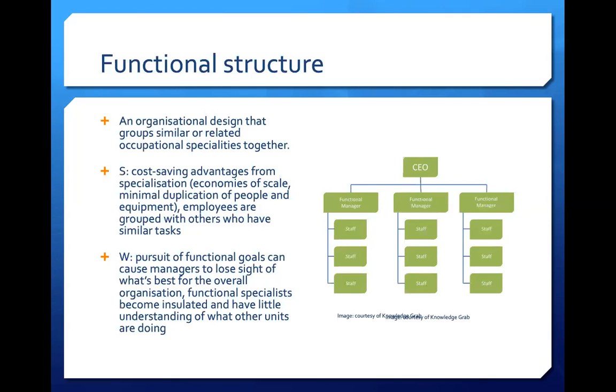The problem is that pursuit of functional goals may cause the manager to lose sight of what's best for the overall organization. That is related to the siloness of the organization, where each function may only have its own interests in achieving its own department's goal. You may recall that in the theoretical framework discussion, we discussed the balanced scorecard, where Norton and Kaplan suggest that people across functional groups look at the same scorecard and achieve the same scorecard basically. Again, similar to Marx's criticism, functional specialists become insulated, or alienated, and have little understanding of what the other units are doing. That is in line with Karl Marx's criticisms ages ago.